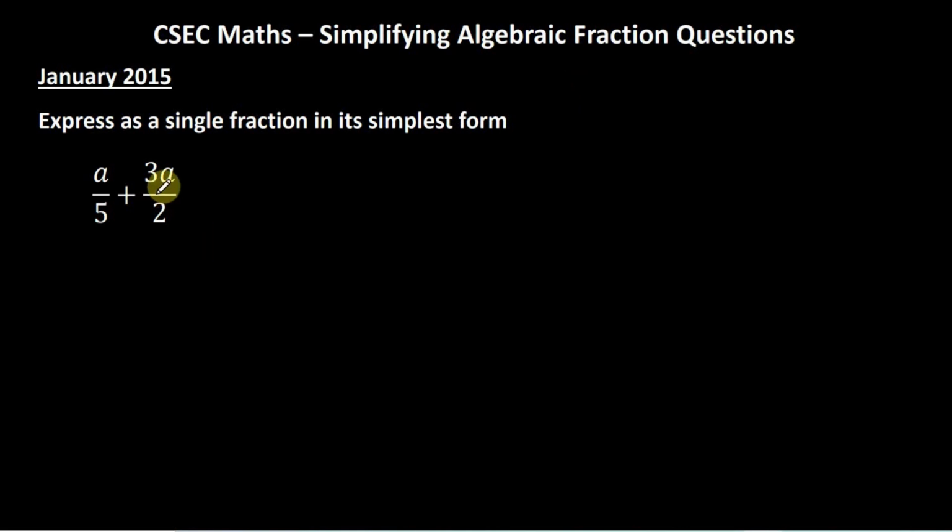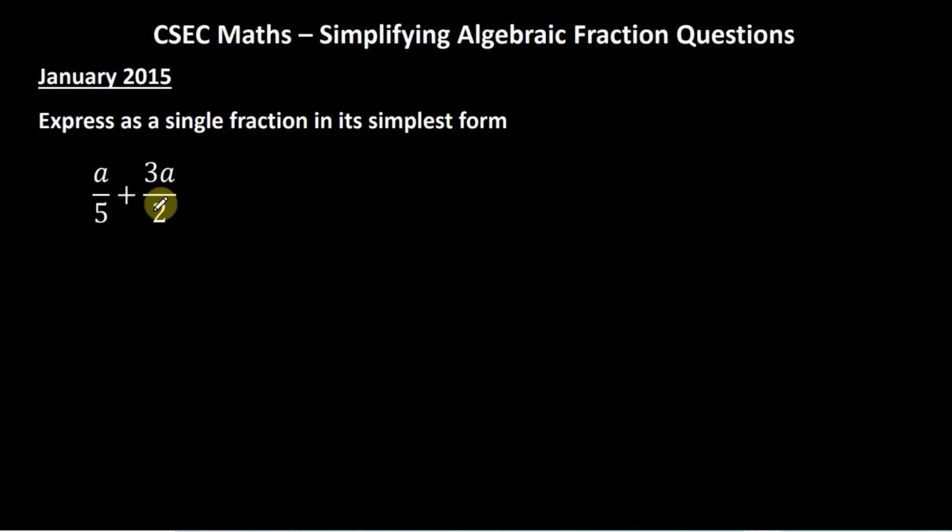Now the first question that we'll be looking at in today's video was taken from the January 2015 Math Paper 2 exam, and it goes like this: express as a single fraction in its simplest form a divided by 5 plus 3a divided by 2. How do we actually simplify this fraction?